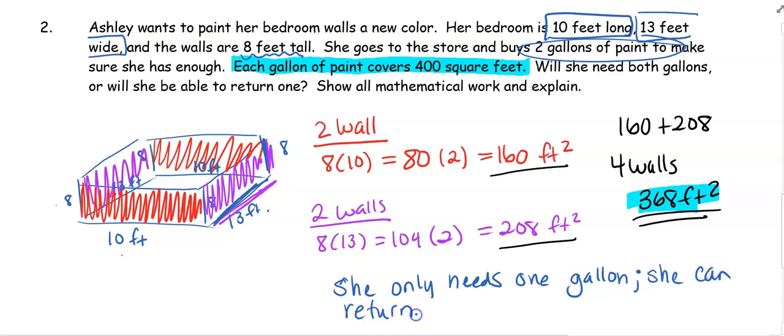Just remember, when you are doing the painting problems, you can't buy half of a gallon or a third of a gallon. So you're either buying 1 gallon of paint, 2 gallons of paint, 3 gallons of paint, 4, 5, 6. You're not going to have decimal answers for these. All right, so we are finished.